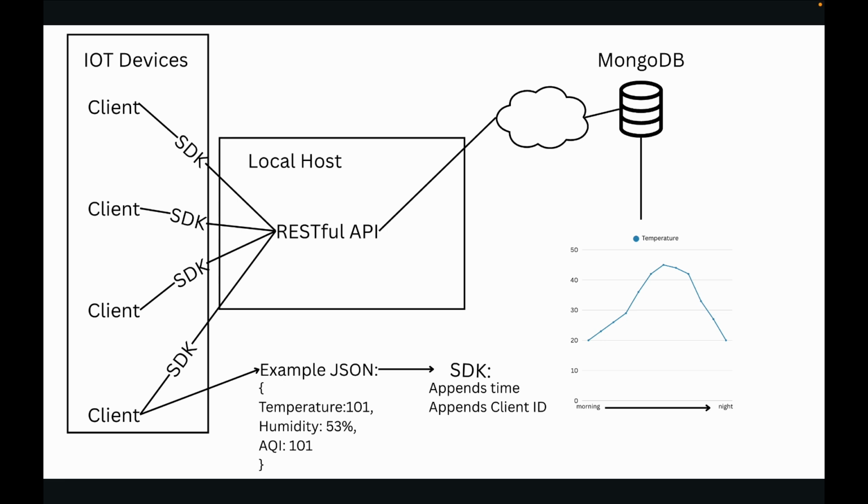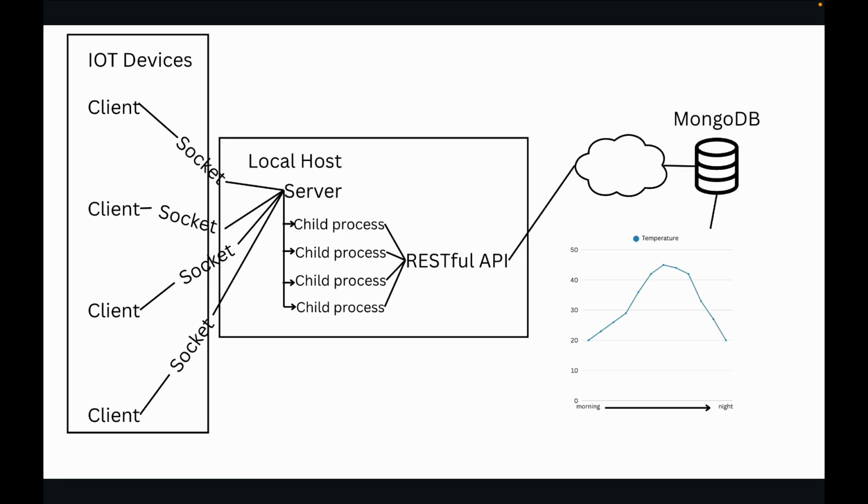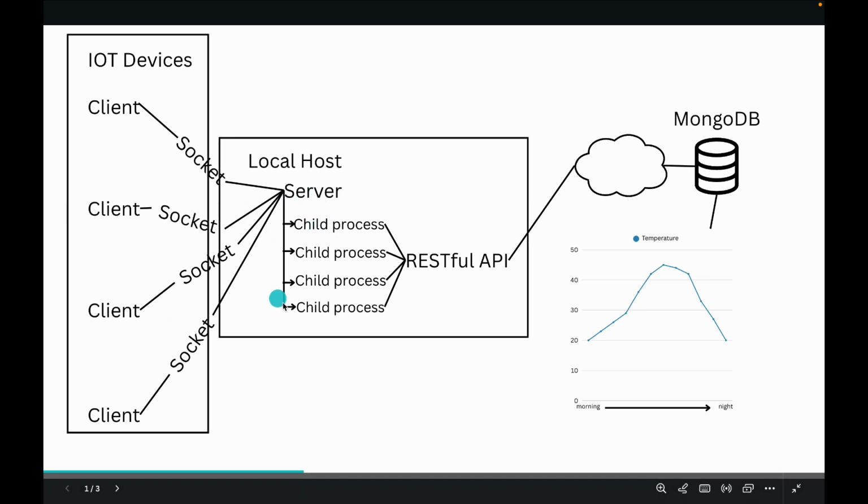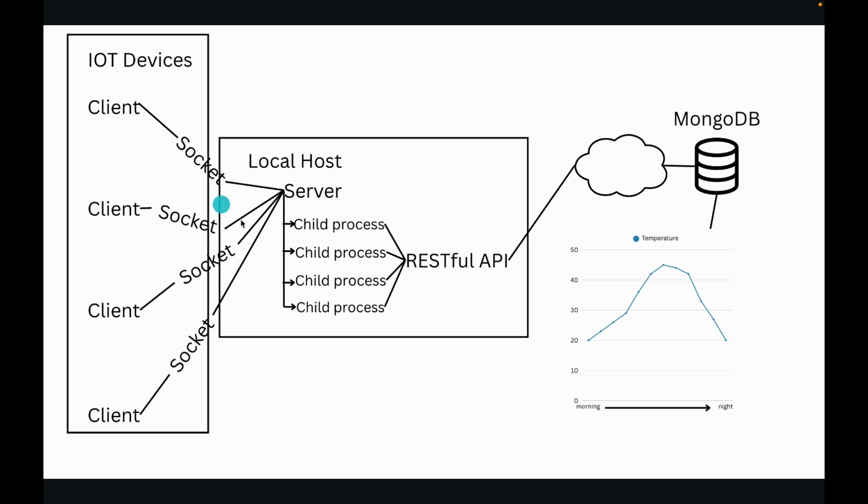Now, this was the second iteration of the architecture, and the first one was quite different. The first one involved the clients sending data to a server running on the local host via a socket. So the server would bind a socket to port 8000 and then the client would connect to it. The server would accept the connection and then spawn a child process and connect the client to that child process. Once the client is connected to the child process, the server goes back to listening and then other clients can connect and then it'll spawn more child processes for those clients. So one child process per client.